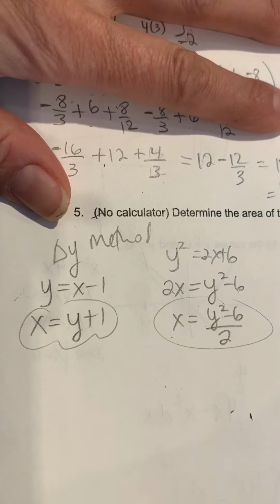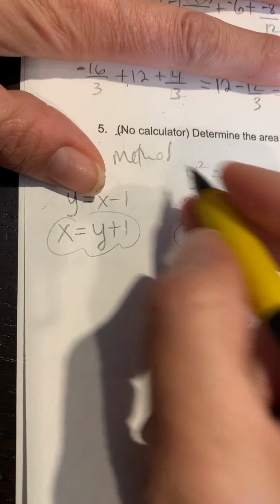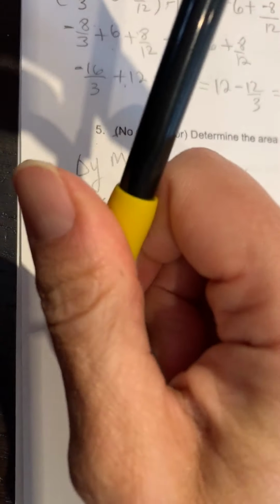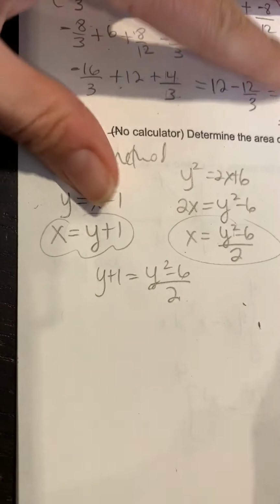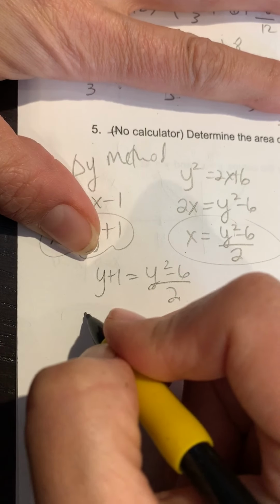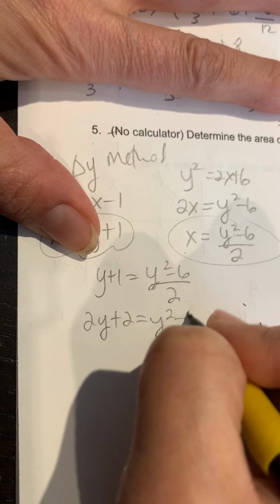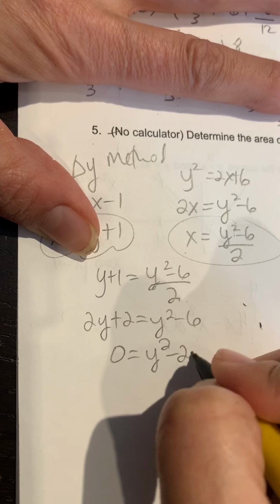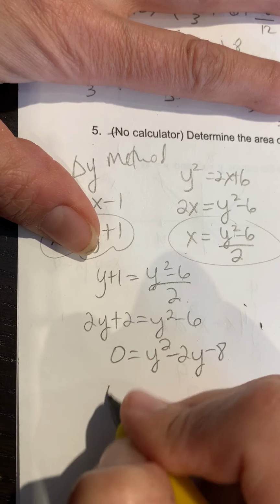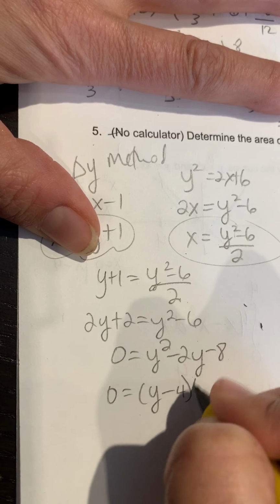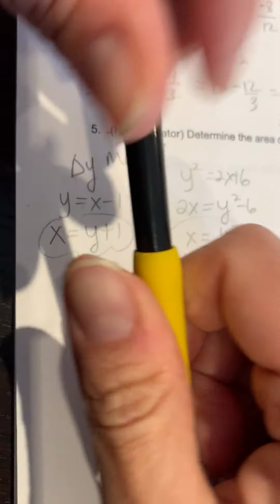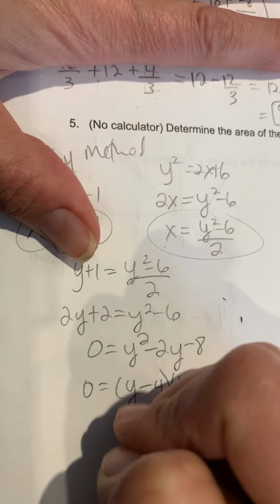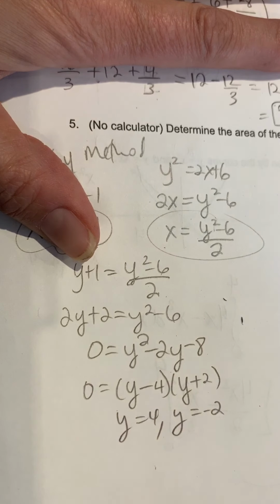I've got to set them equal to find their intersections in terms of y. So y plus 1 equals (y squared minus 6) over 2. I can cross multiply. So 2y plus 2 equals y squared minus 6. So 0 is equal to y squared minus 2y minus 8. So 0 is equal to (y minus 4)(y plus 2). So y is equal to 4, and y is equal to -2.